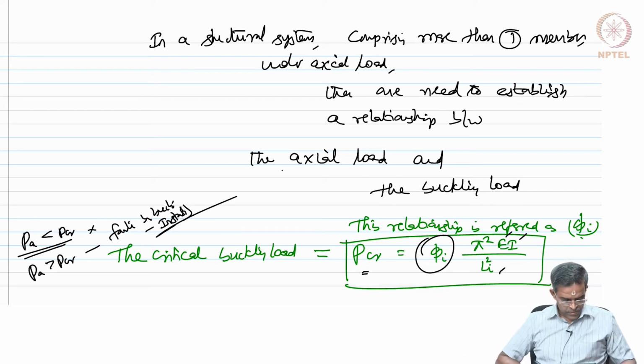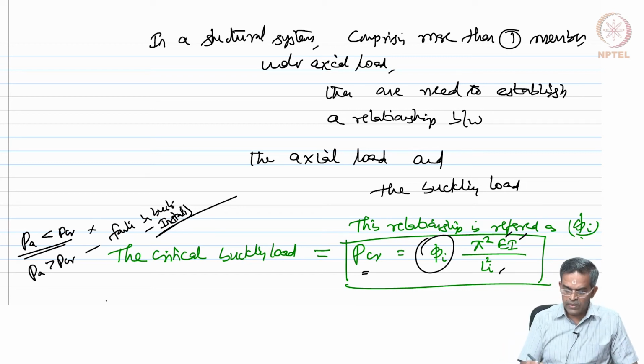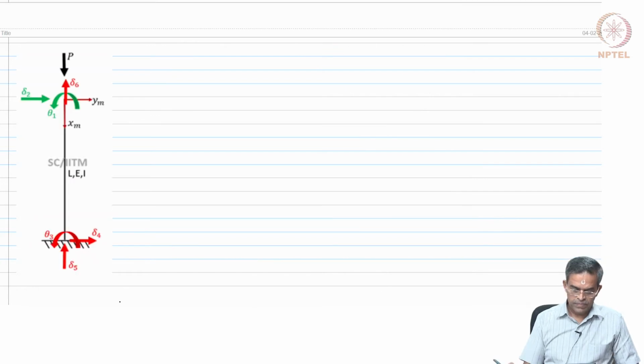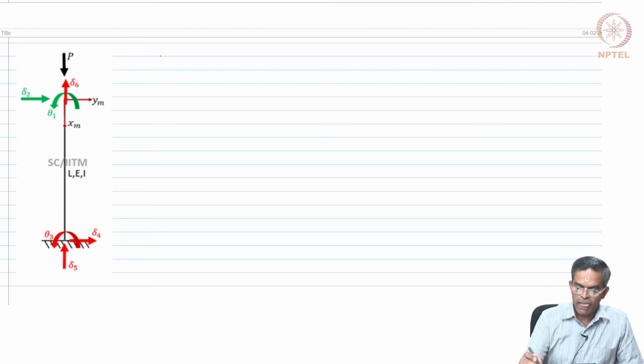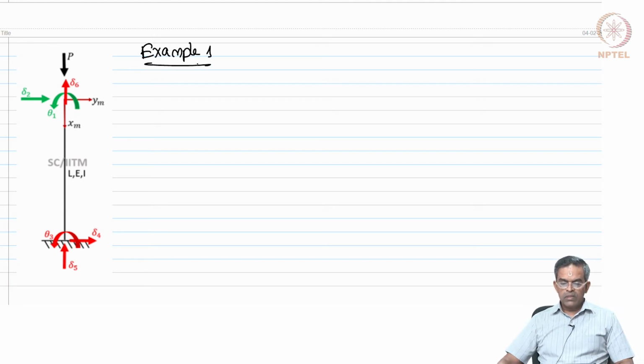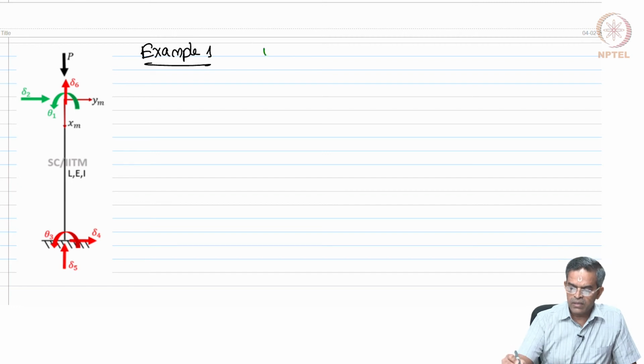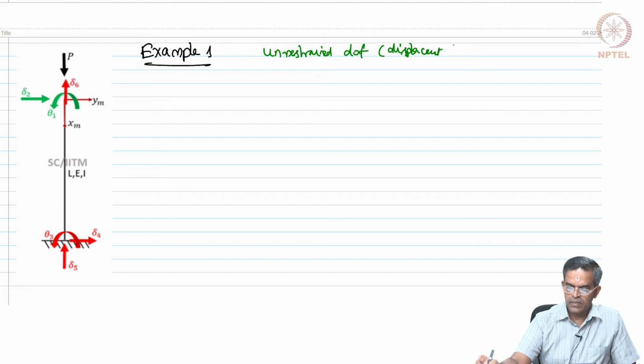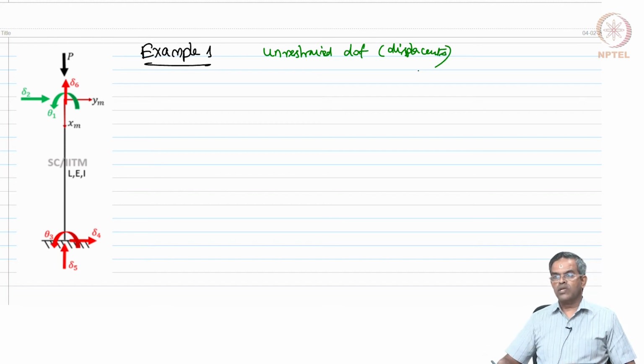So, with this background, let us start doing a numerical example of estimating the critical load. We will say this example 1. On the screen you see a column subjected to axial compressive load. The degrees of freedom are marked. Unrestrained degrees are marked in green, that is displacements. Displacements include both rotation and translation, remember that.